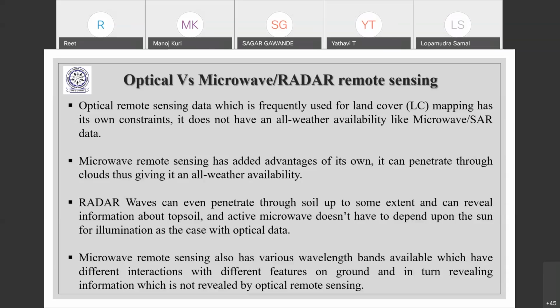Similarly, microwave remote sensing has various wavelength bands available, which have different interactions with different features on the ground, and in turn reveal information which is not revealed by optical remote sensing, such as it is very easy to create subsidence data using microwave remote sensing, which is hard or next to impossible to generate with optical data.